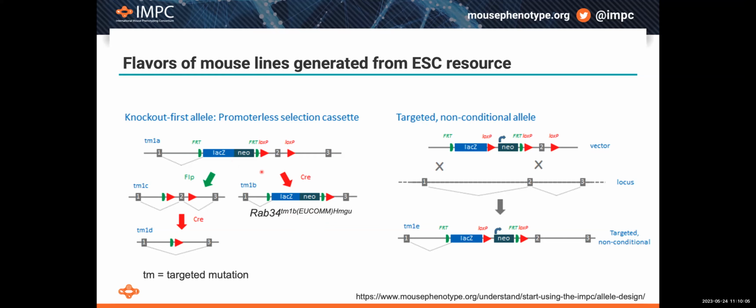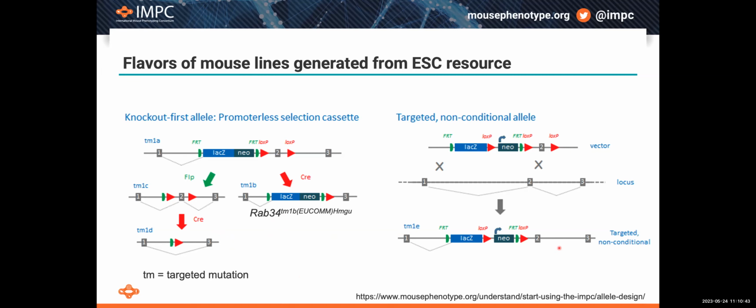And to make this ESL resource conditional, one could cross this TM1A with a flip expressing line, which would remove this selection cassette and reporter and leave the exon with LOXP sites flanking it. And then one could convert this TM1C to a TM1D when it's crossed to a tissue-specific CRE. And this TM means that's a targeting mutation, meaning that it was intentional. You also see these TM1Es, which means that they lost this distal LOXP site upon recombination.